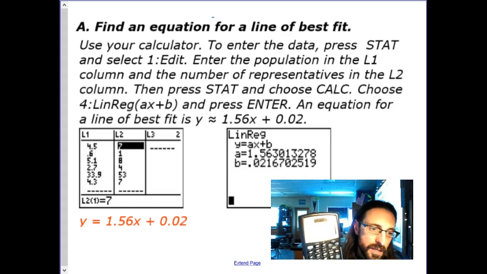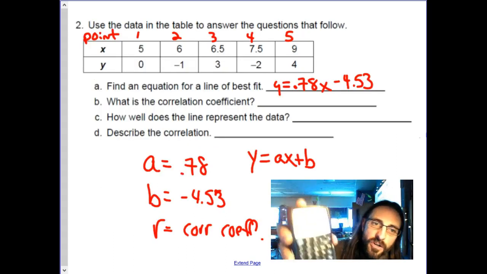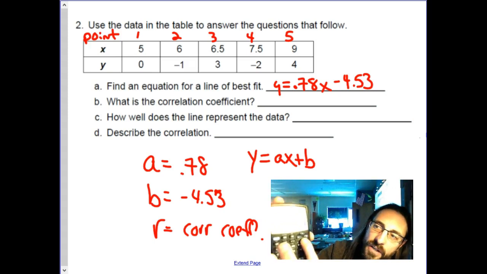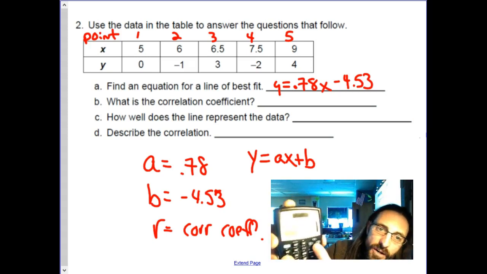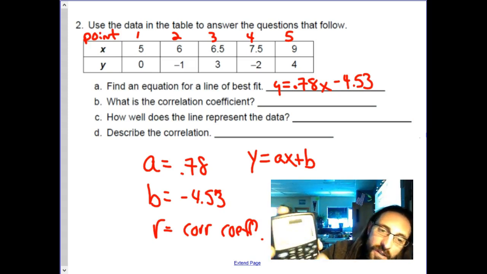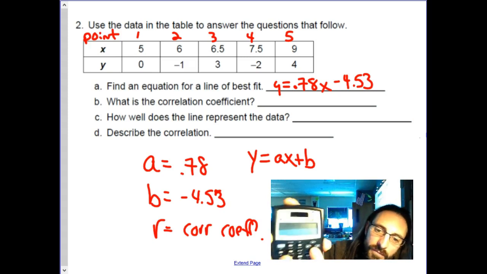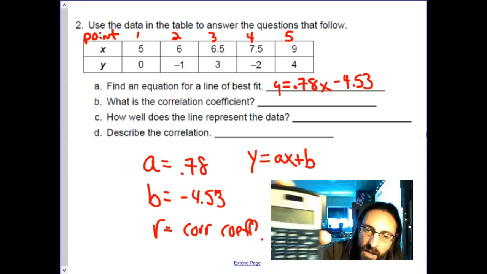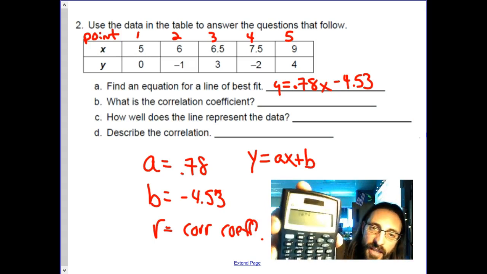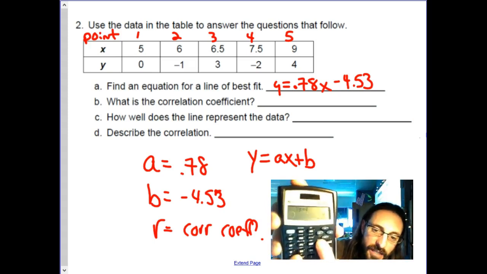And that's what we did in this problem here. We said, okay, my X values were 5, down arrow, the Y value was 0, down arrow. The next one was 6, and 6 went with negative 1. And then again, 6.5, 3, 7.5, negative 2, and then of course 9 and 4. And then last but not least, once you hit enter on that last one, you hit stat var.